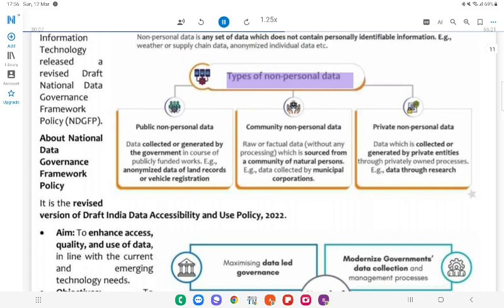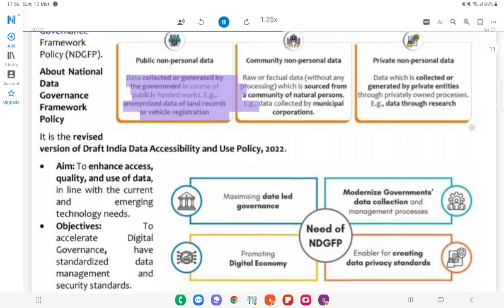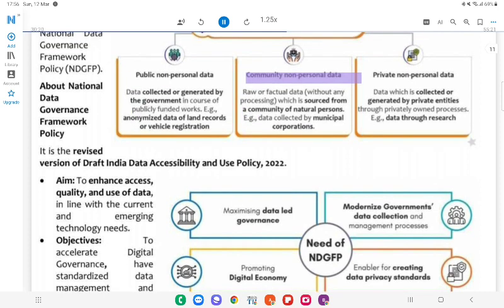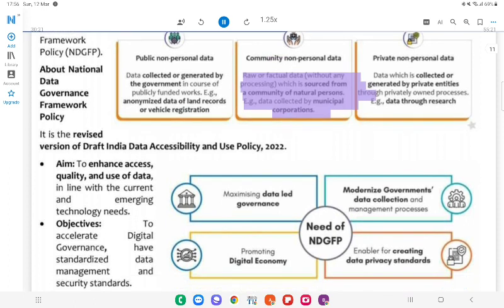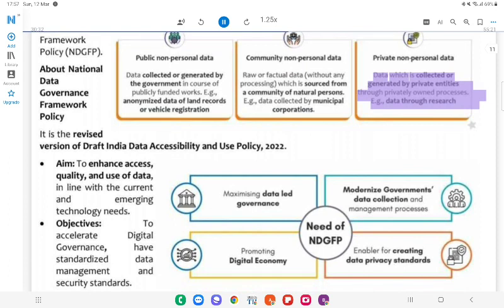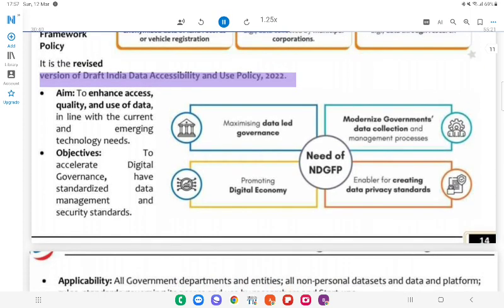Types of non-personal data. Public non-personal data: data collected or generated by the government in the course of publicly funded works, e.g., anonymized data of land records or vehicle registration. Community non-personal data: raw or factual data without any processing which is sourced from a community of natural persons, e.g., data collected by municipal corporations. Private non-personal data: data which is collected or generated by private entities through privately owned processes, e.g., data through research. Version of the Draft India Data Accessibility and Use Policy, 2022.